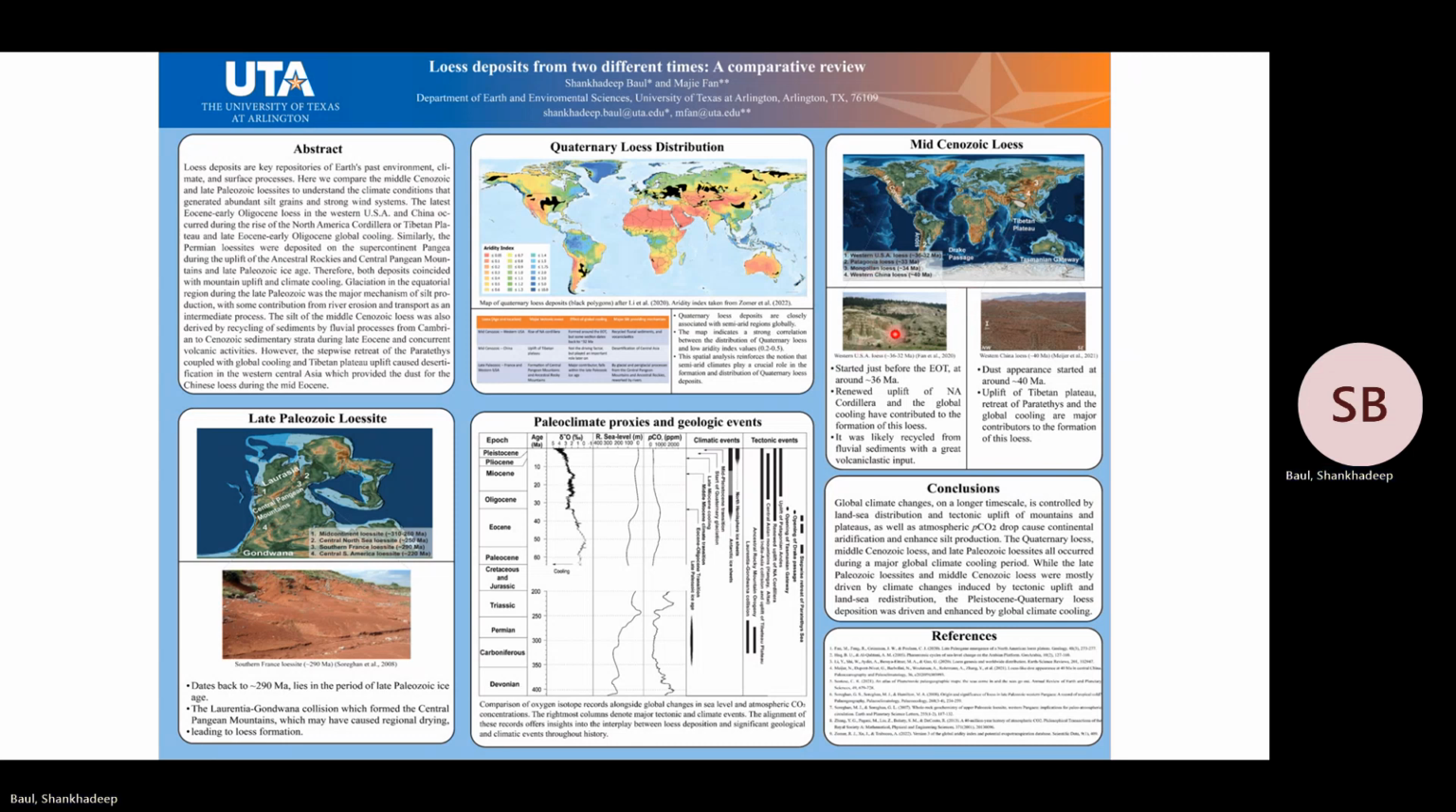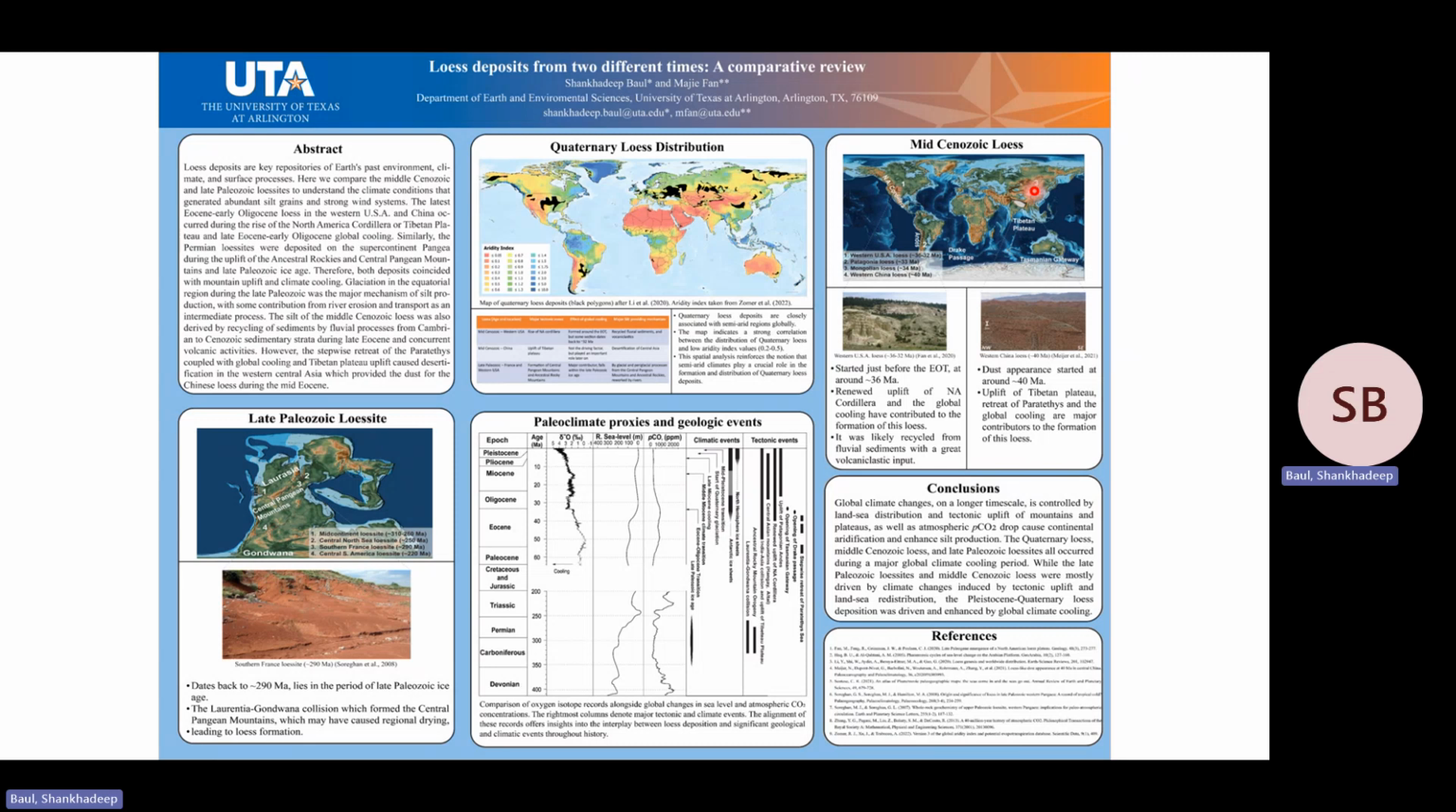Loess deposits of similar time have been reported in the Xining Basin of western China. It predates the loess of western USA by approximately 4 million years. The uplift of the Tibetan Plateau and the change in paleoclimate driven by the retreat of the Paratethys has been considered as one of the major driving factors behind the loess deposition in the Asian interior during the mid-Cenozoic.